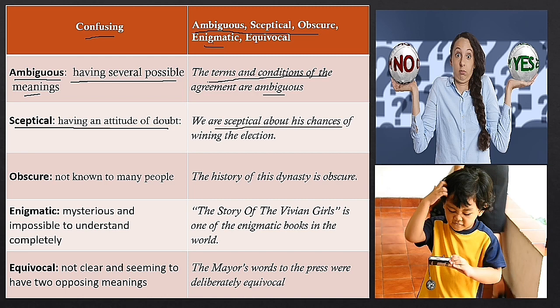Obscure means not known to many people. The history of this dynasty is obscure. Enigmatic means mysterious and impossible to understand completely. The story of the Vivian Girls is one of the enigmatic books in the world. Equivocal means not clear and seeming to have two opposing meanings. The mayor's words to the press were deliberately equivocal.